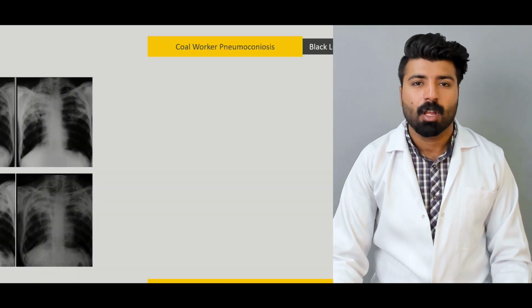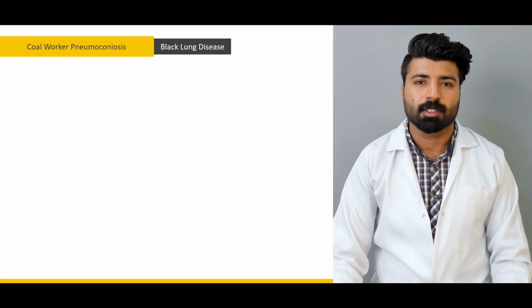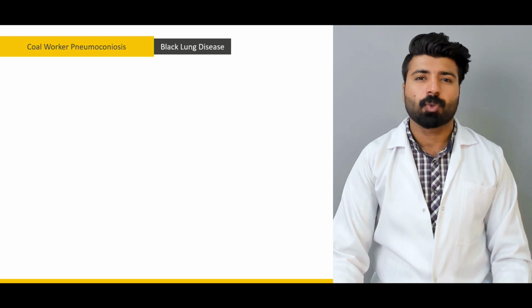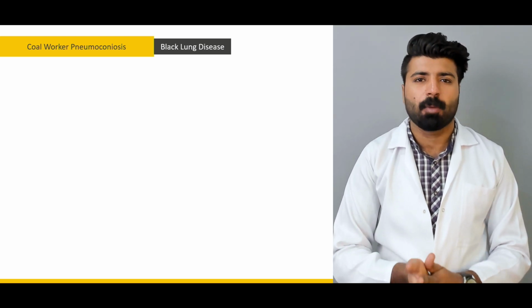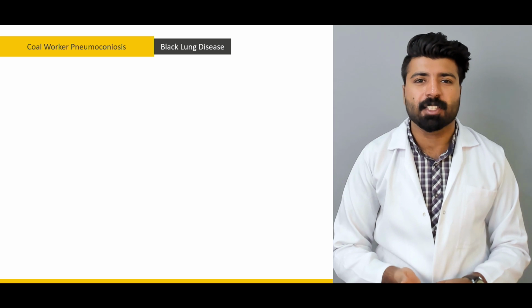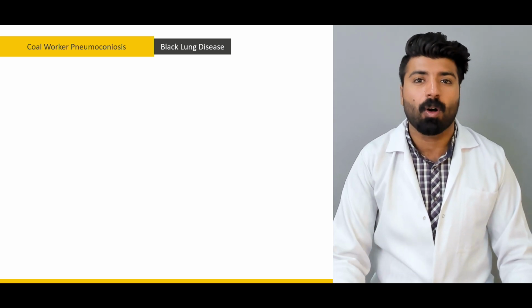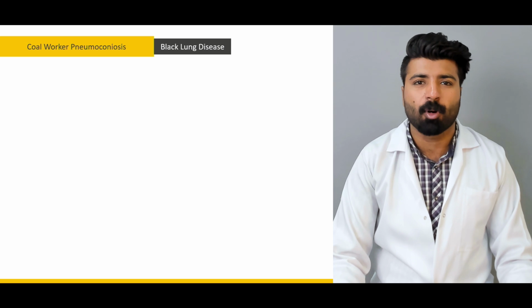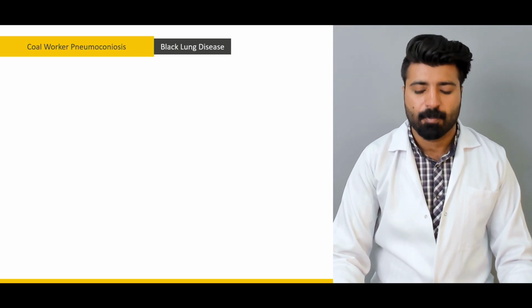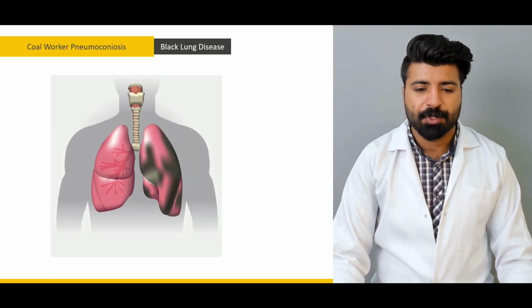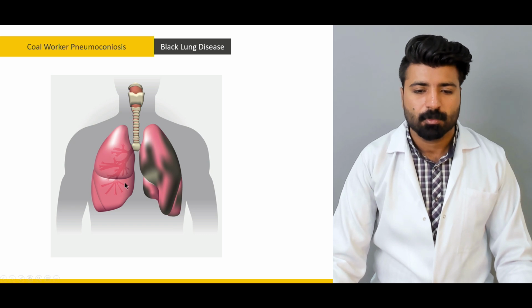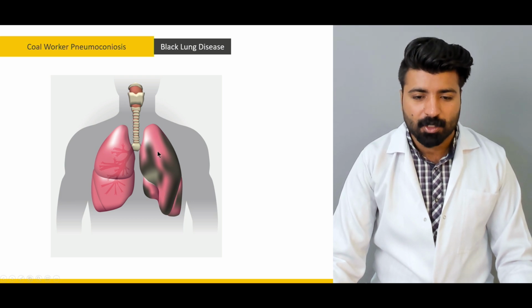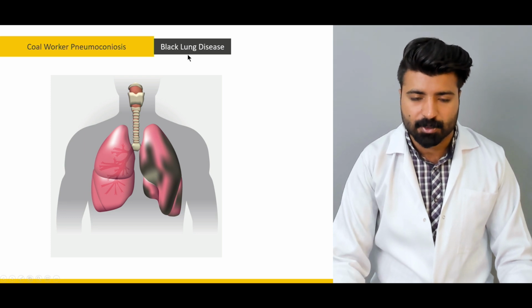Now let's talk about coal worker pneumoconiosis. It's also called black lung disease. Why is it called black lung disease? Because we inhale coal all the time for a massive period. As you can see, this is a normal lung, but this is the lung of a coal worker who's getting pneumoconiosis. Because the whole areas of the lungs are getting blackened, that's why it's called black lung disease.